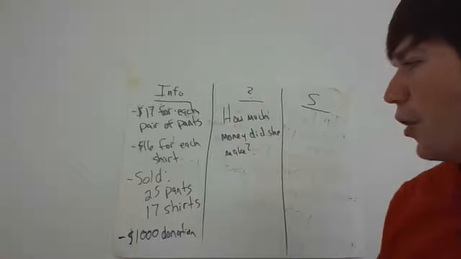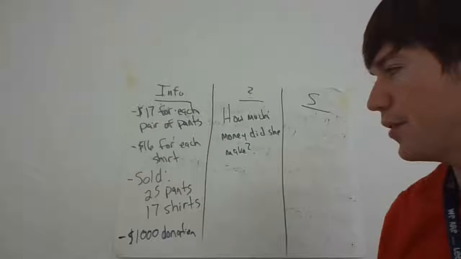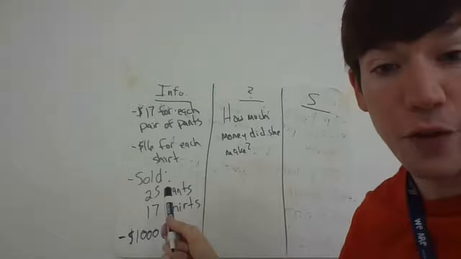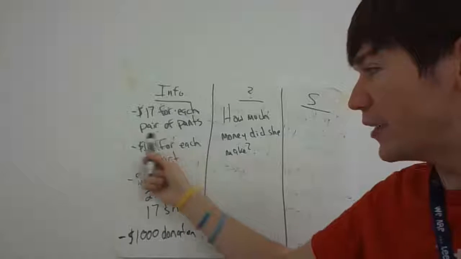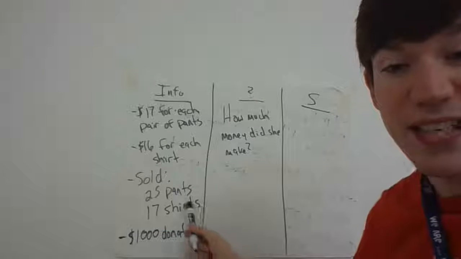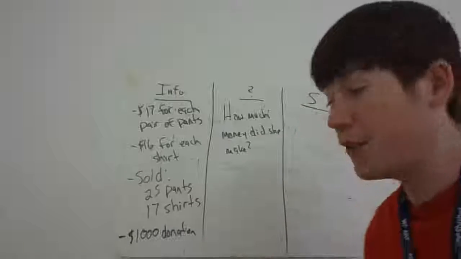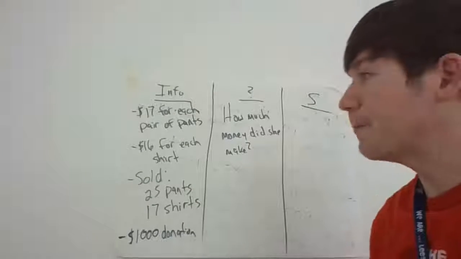All right, now guys here, think about what we know. We know that a pair of pants is $17 and she sold 25 of those. We know that a shirt is $16 and she sold 17 of those. And then on top of all of that, she got this additional $1,000 donation.